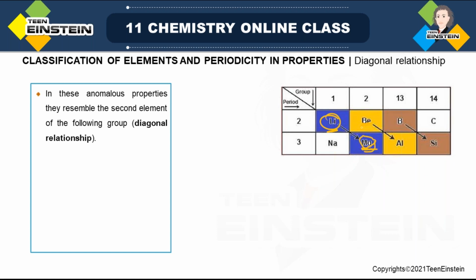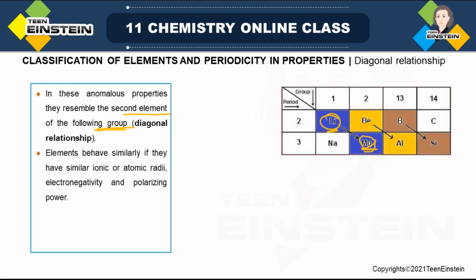Similarly, if you take beryllium and then consider the p block, omitting the d block, you will find some similarity between beryllium and aluminium. Then boron has some similarity with silicon. In this way it will go on. Okay, so in these anomalous properties, that is the diagonal relationship, they resemble the second element of the following group. Following group means the next group, and second element means the next period element. So that is the diagonal relationship.